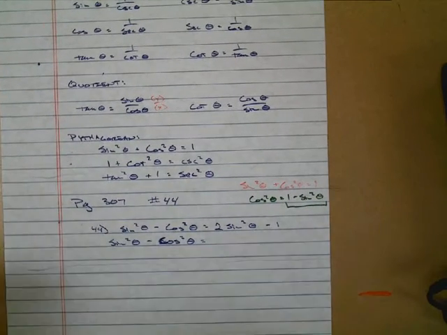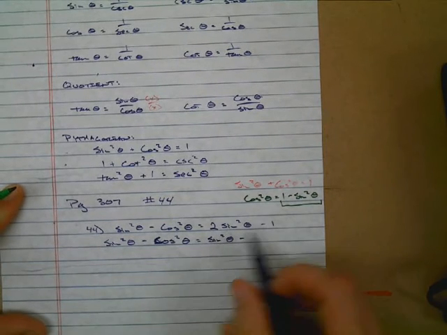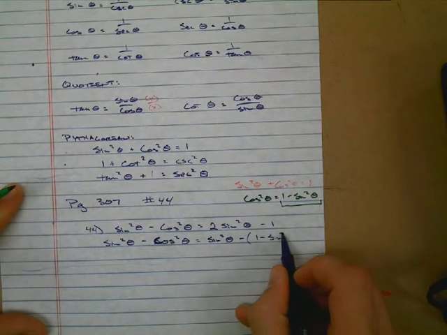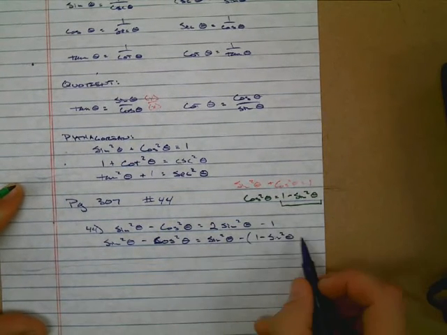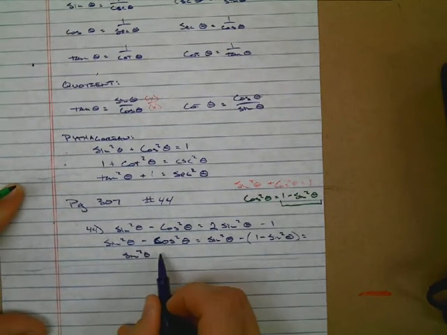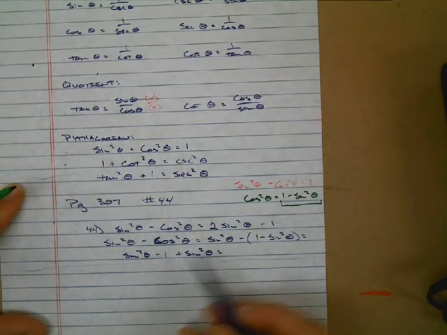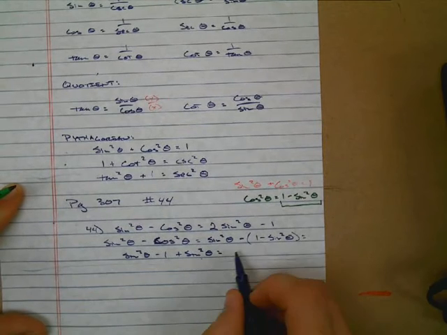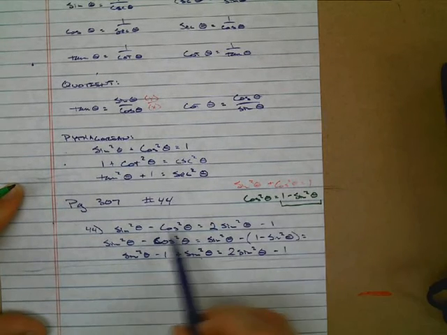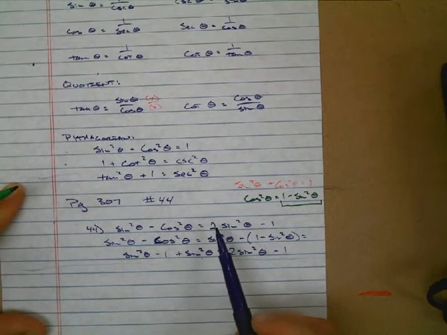Replacing that, I have sine squared theta minus (1 minus sine squared theta). Well, that will equal, distributing the negative, sine squared theta minus 1 plus sine squared theta. And combining my like terms here, I have 1 sine squared theta and another, giving me 2 sine squared theta minus 1. I've used that Pythagorean identity to change sine squared minus cosine squared theta into 2 sine squared theta minus 1. I began with the left side, step by step, until I ended with the right side.